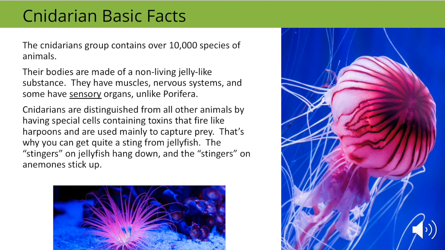The Cnidarian group contains over 10,000 species of animals. Their bodies are made up of non-living, jelly-like substance. They have muscles, nervous systems, and some have sensory organs, unlike porifera. The Cnidarians are distinguished from all other animals by having special cells containing toxins that fire like harpoons or little arrows and are used mainly to capture prey. That's why you can get quite a sting from a jellyfish. The stingers on a jellyfish hang down, as you can see in the picture on the right, and the stingers on the anemones, they stick up. But they perform the same function, and you can get stung by either one of them.